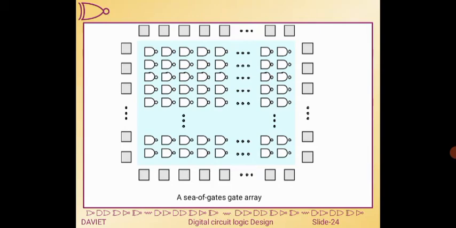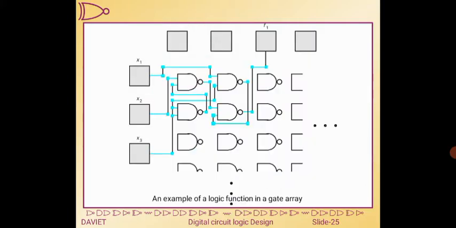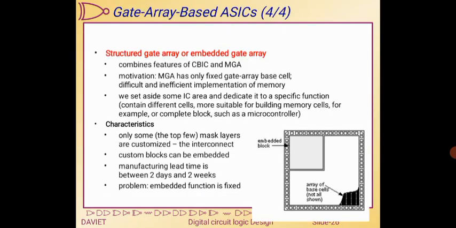There are a lot of NAND gates. This design is called sea of gates for that implementation. You have to see there are some interconnections: x1, x2, x3, f1, function 1. Depending upon the outputs, we have to cut the inputs. This is one example for the standard cell based design.